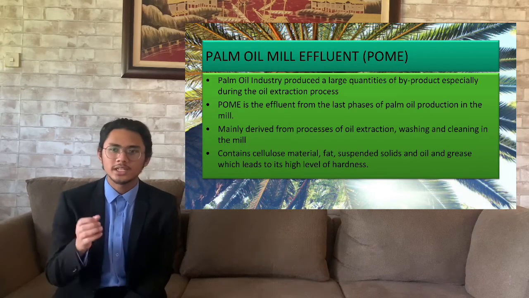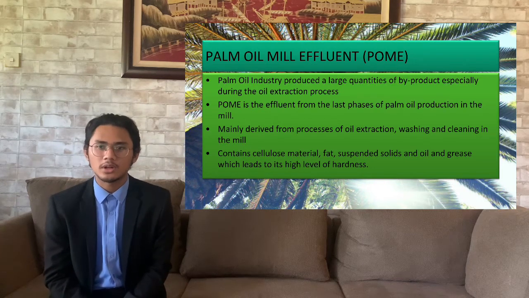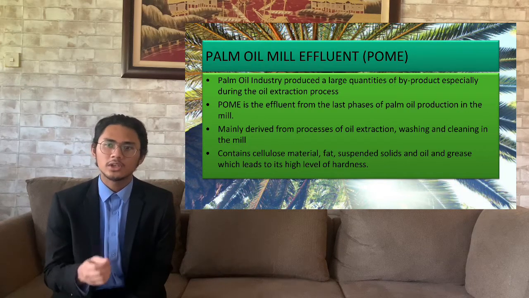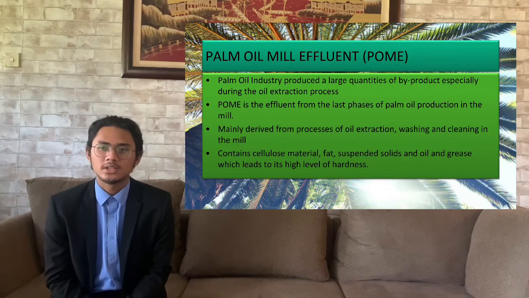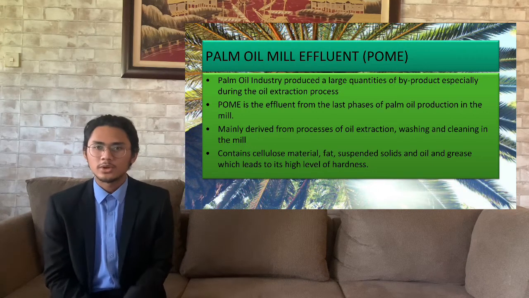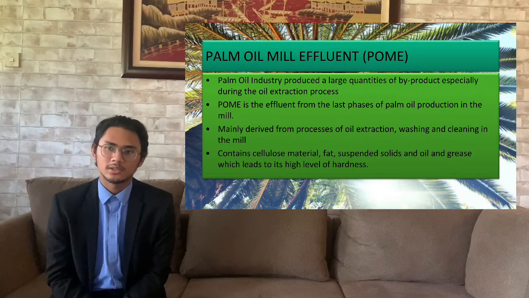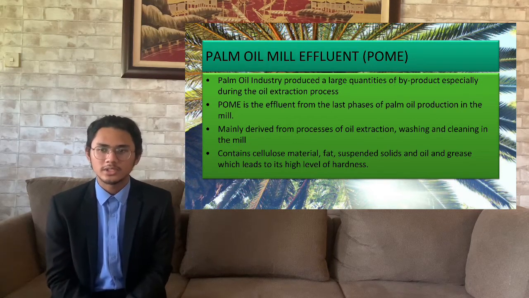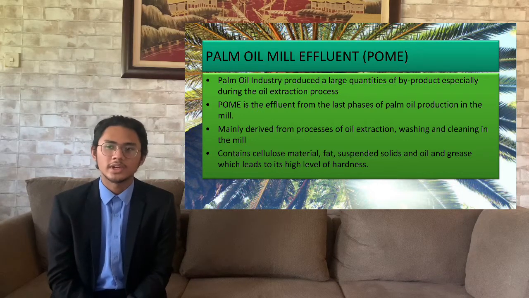POME is a fundamental expression that refers to the effluents from the last phases of palm oil production in the mill. It incorporates various fluid, dirt, leftover oil, and suspended solid. Untreated POME is considered as a high quality waste. POME is mainly derived from processes of oil extraction, washing, and cleaning in the mill, and contains cellulose material, fat, suspended solids, oil and grease, which leads to its high level of hardness.